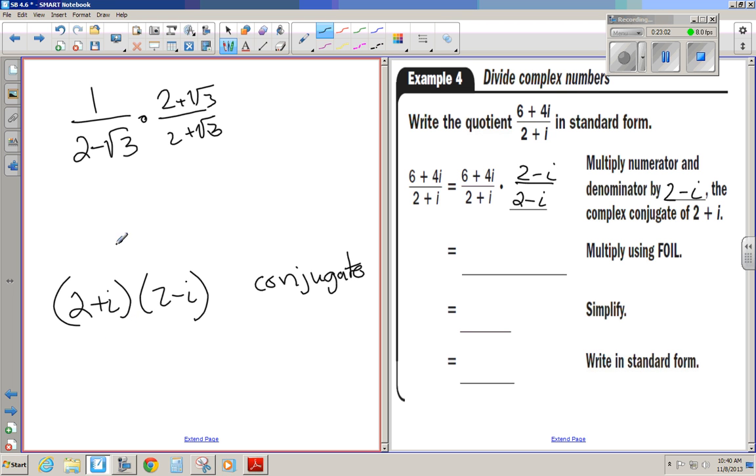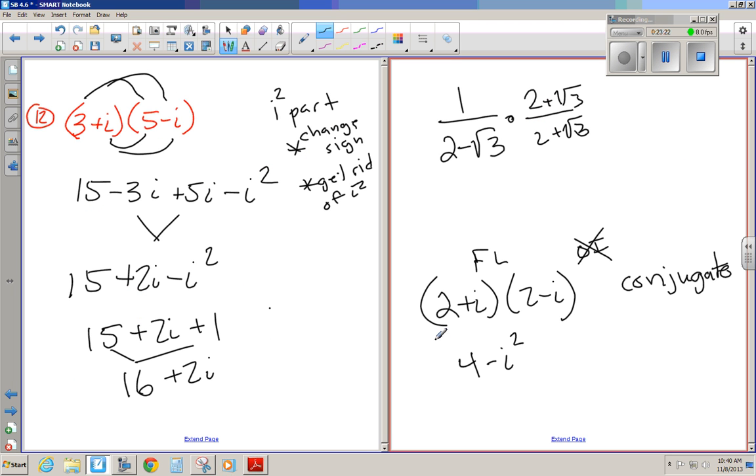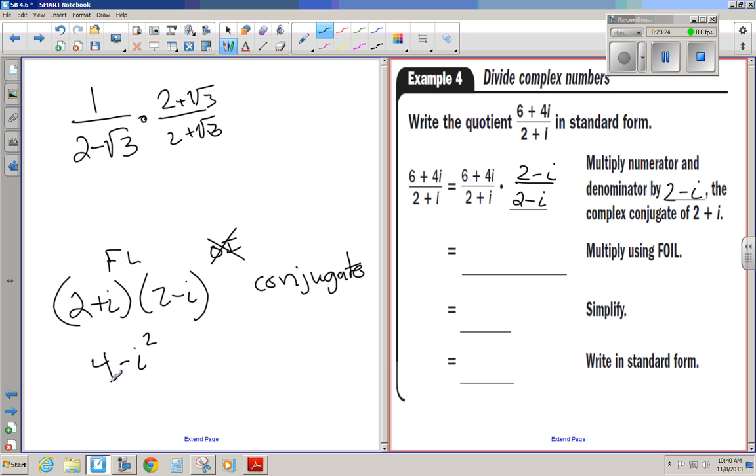So all you have to do is FL. Forget about OI. Don't have to do it. 2 times 2 is 4. i times negative i is negative i squared, which, according to this over here, change the sign, get rid of i squared. So that's 4 plus 1. So our denominator magically becomes a 5.